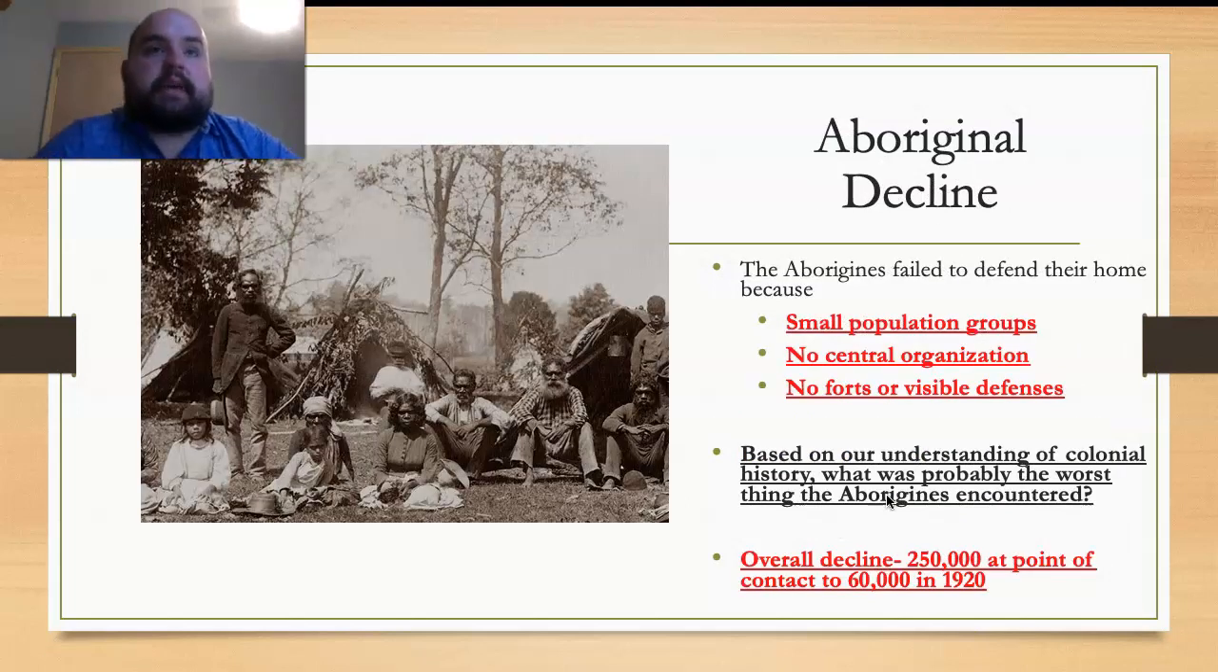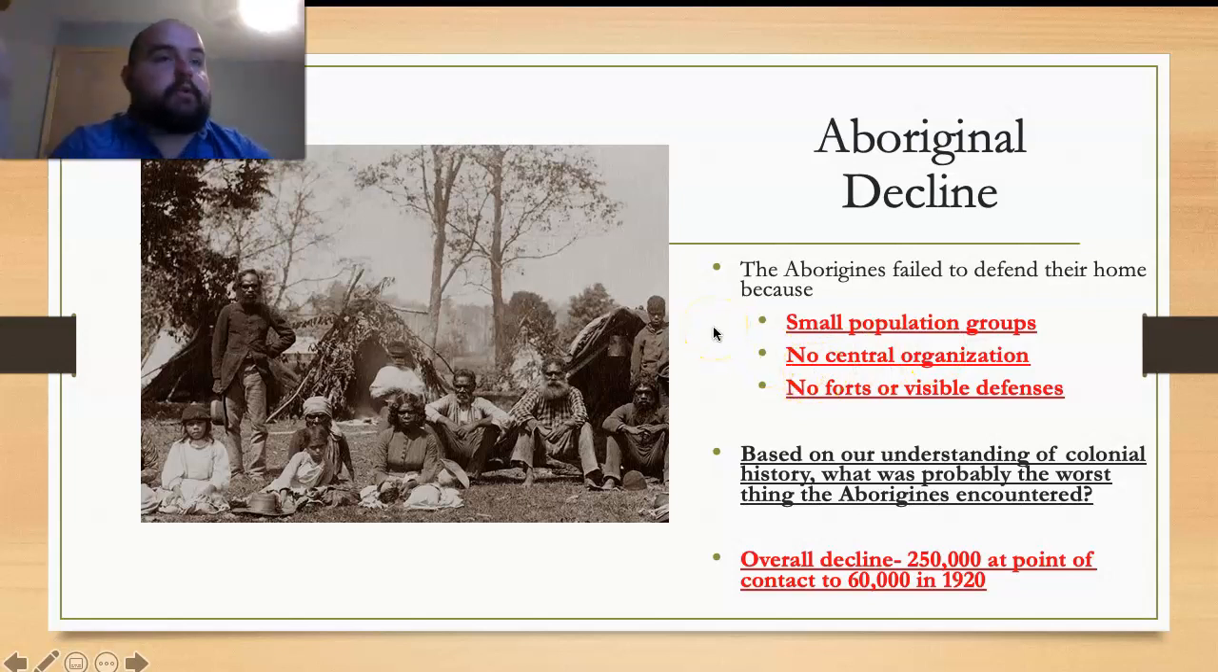Now, in sort of less interesting and more depressing, as you might imagine, this contact also led to a huge decline in the Aboriginal population in Australia. The Aboriginals did attempt to fight against British incursions, but they were ultimately unsuccessful for a few reasons. Because of their isolation, partially, most Aboriginal population groups were quite small. It was very difficult for them to form a massive resistance. Also, as a result of this, they had no central organization.